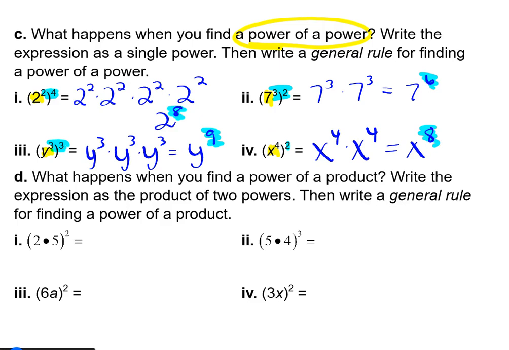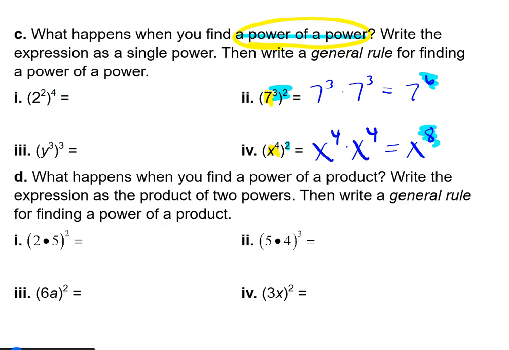That's multiplication. So all we need to do when we're finding a power of a power is to multiply the exponents. You'll notice that in each case, the base number stays the same. So instead of doing all of that, we're going to do 2 to the 2 times 4, which is 2 to the 8th, and y to the 3 times 3, which is y to the 9th.